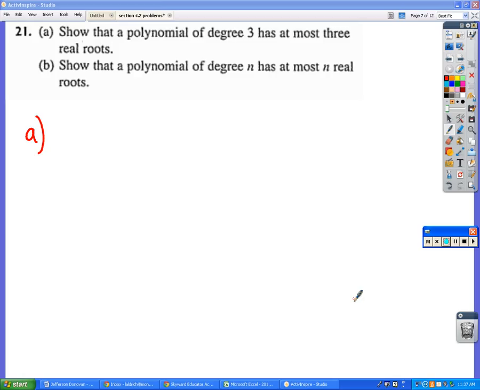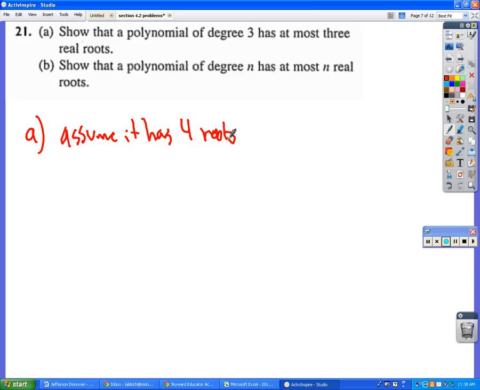All right, so I think the only thing that we can do here maybe is try to do this by contradiction. So let's assume that it has 4 roots. If it has 4 roots, then how many times will it cross the x-axis? That means it will cross the x-axis 4 times.